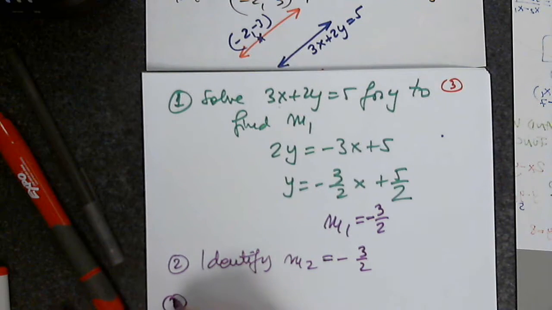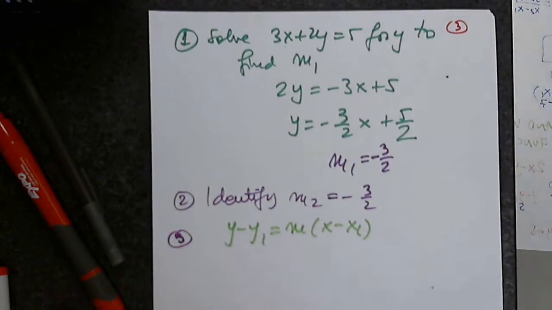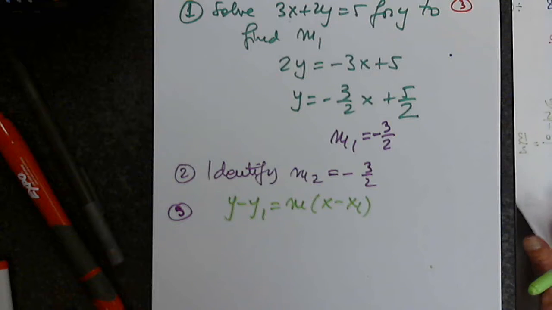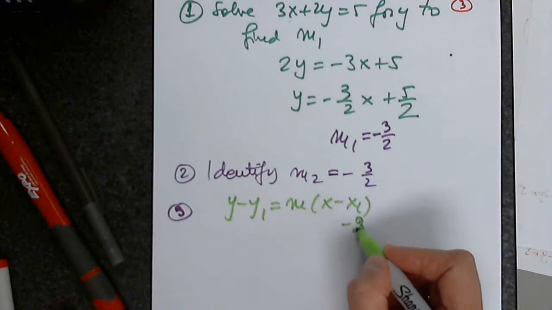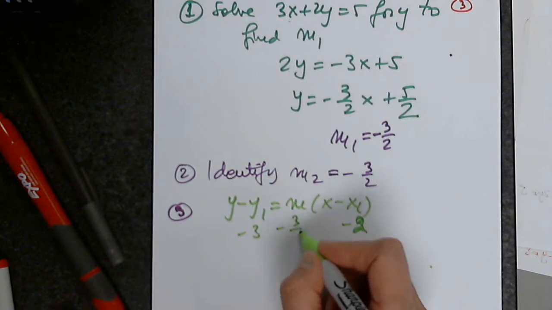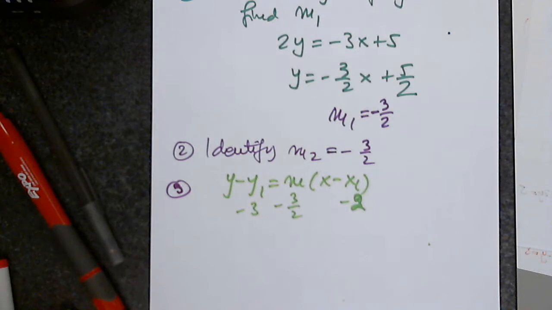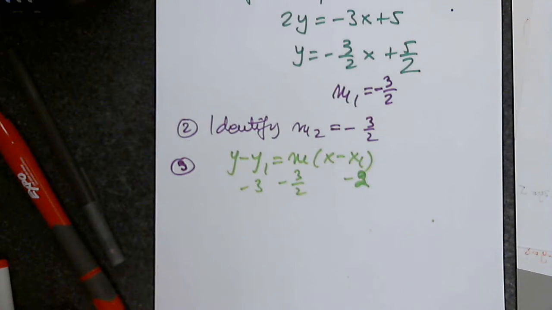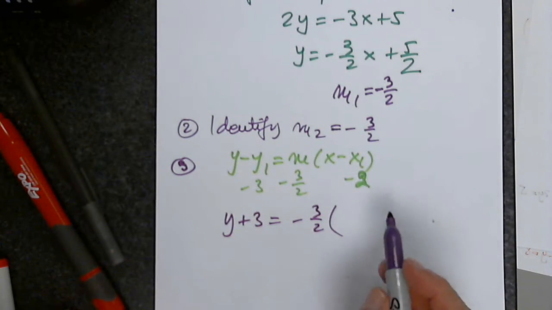Thank you, Matt. And step 3: y minus y1 equals the slope times x minus x1. And I have the point negative 2, negative 3, and negative 3 halves. Now I will write the equation and then simplify it in step 4 and solve it for y. So y minus negative 3 equals negative 3 halves times x minus negative 2.